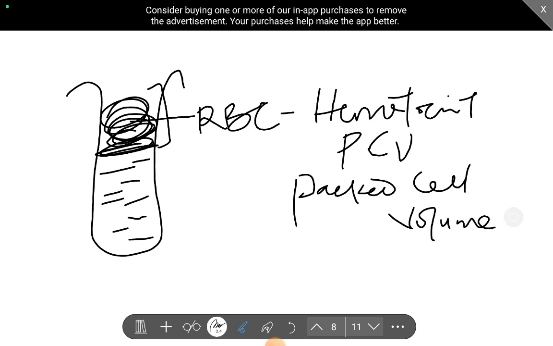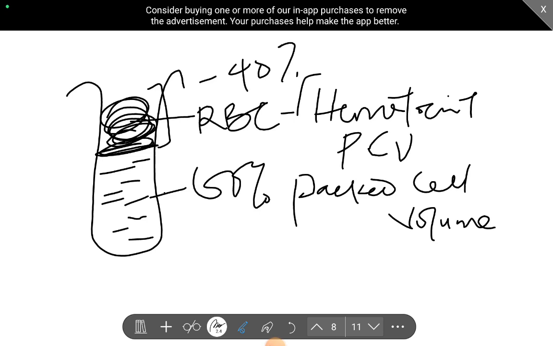Okay, or you call it packed cell volume. I said plasma is about 60%. So the RBC, which is the percentage component of red blood cells in the blood, the remaining percentage is about 40%. And that is why the normal hematocrit in a man will be about 40%, or you say 0.4. Though in female, the female should have 0.35.